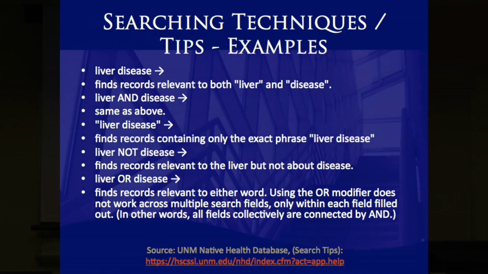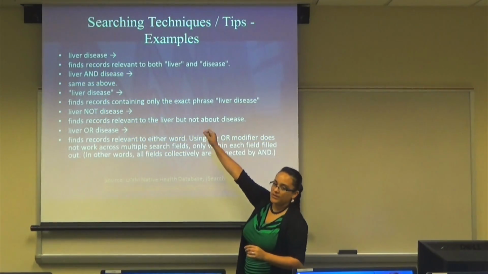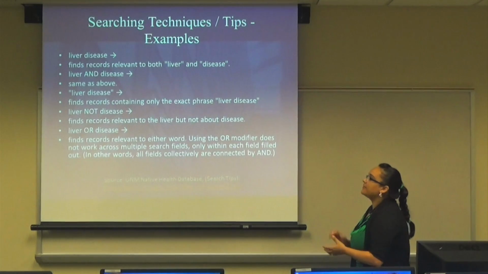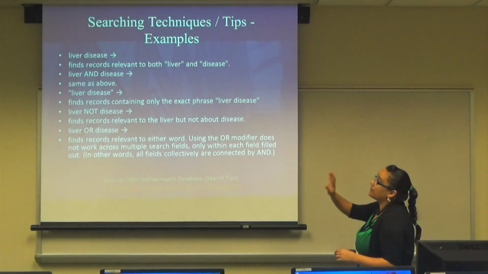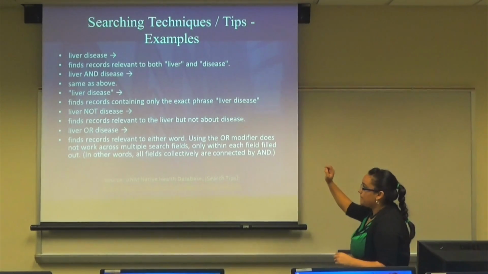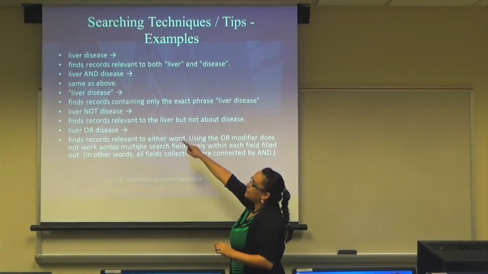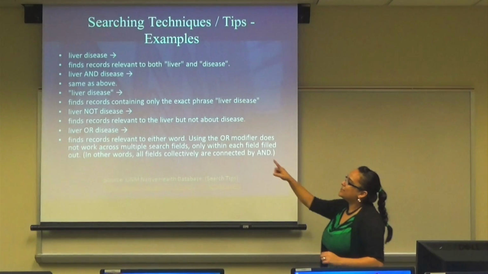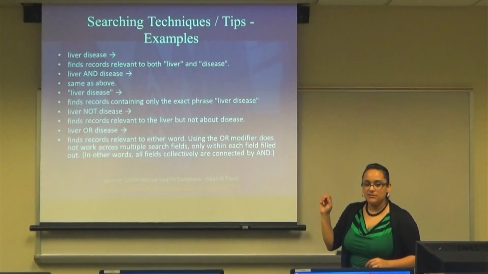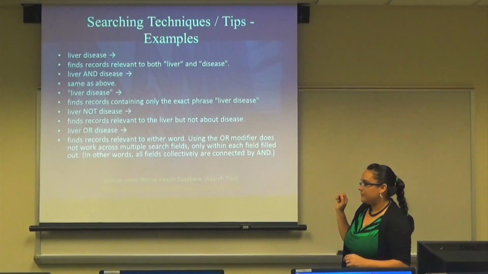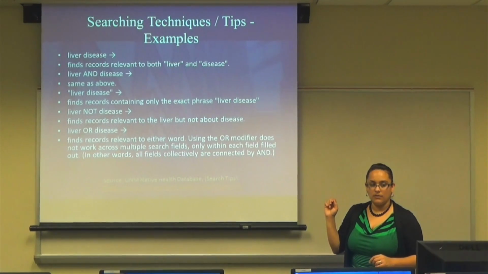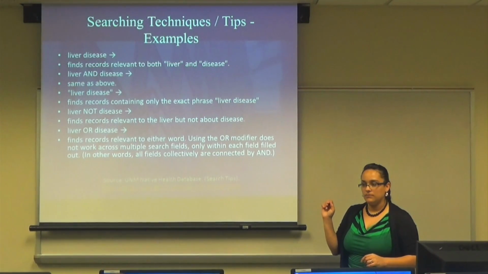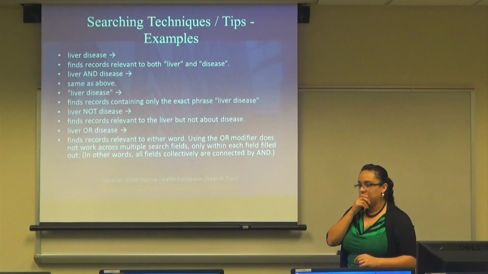If I enter into a database liver disease, just the way it's entered up on top there, it's going to find records that are relevant to both the liver and the disease. Now, I've got liver AND disease down below, and notice how I've got my Boolean in capitals. The AND is doing the same thing as above. Do you know why I've put that up there? Any clue? Yes? Because it'll automatically imply that there's supposed to be an AND in there.